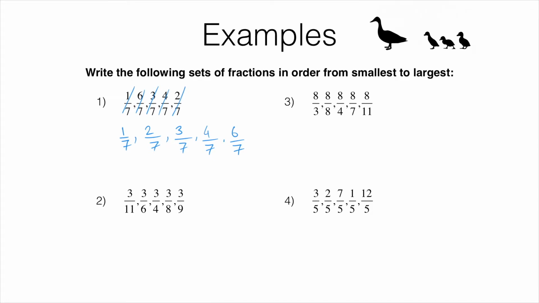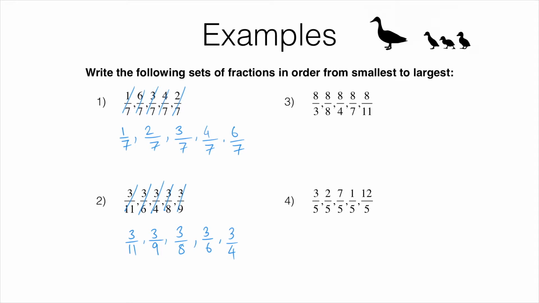That means 3/11ths is the smallest number here. Then we've got 3/9ths, followed by 3/8ths, then it's 3/6ths, and finally it's 3/4. Again, you may find it helpful to think of something like a cake or a pizza. Would you rather have 3 out of 11 slices, or 3 out of 9 slices, or 3 out of 4 slices, for example?